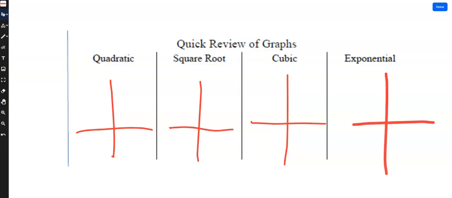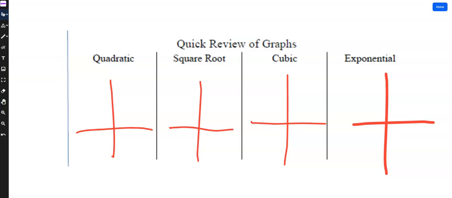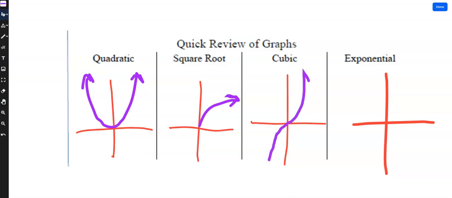Alright, so what do these graphs look like? Trip down memory lane for some of us. If you don't know what a quadratic, a square root, a cubic, and exponential are, or what they look like, that is a little bit concerning because we spent a lot of time in Algebra 2 studying what a quadratic looks like, what a square root function looks like, what a cubic function looks like, and the exponential function.